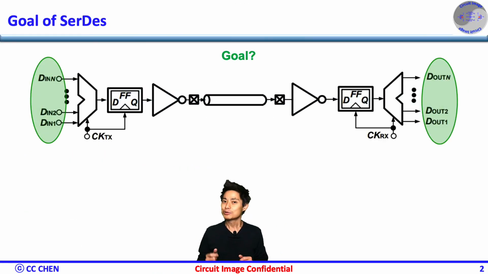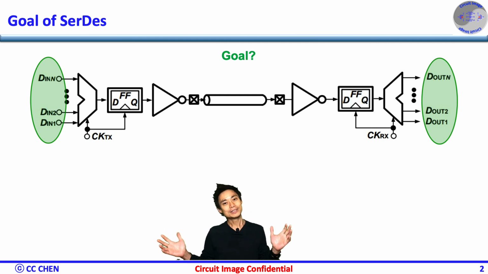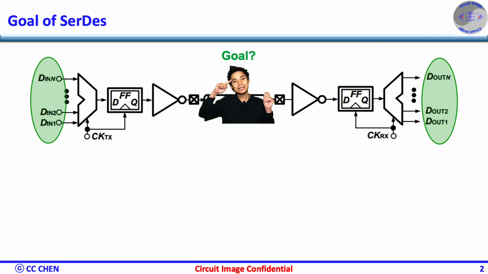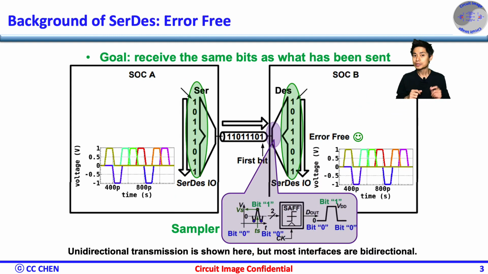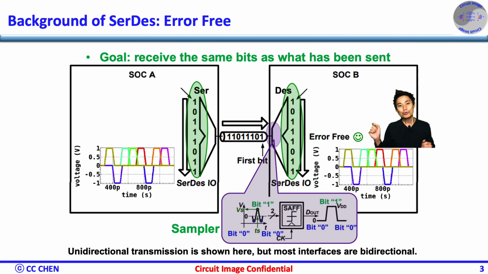If the sampler's usage is for SerDes, we need to know what the goal of the SerDes is. For those data bits, what would you like to achieve? Think about the big error images for 5 seconds. Yes, you would like to receive the same bits as what has been sent, which implies the correct data.